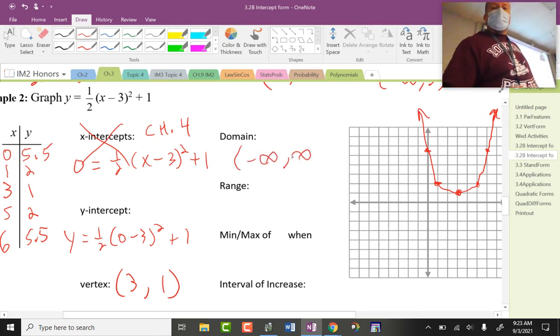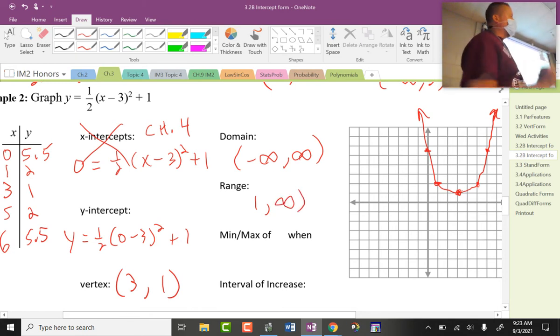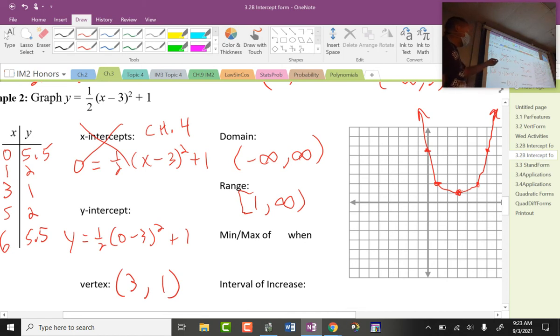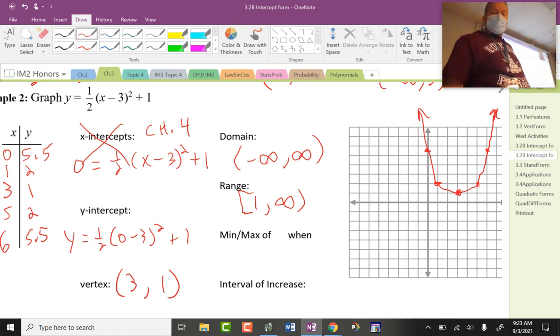What's the range? What do I have on 1? You are correct, because 1 is the first, if you want to call it that. So let's finish that off. What's the minimum, or is it a minimum or a maximum? What is the minimum?